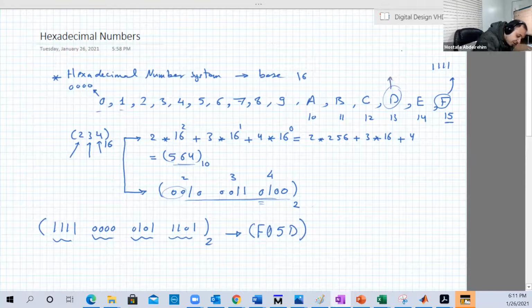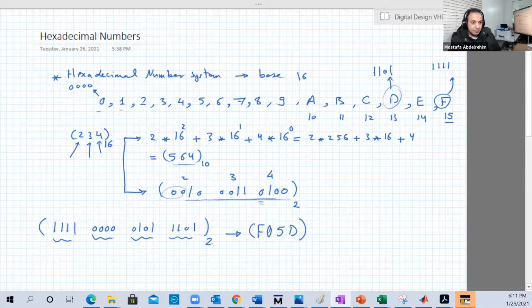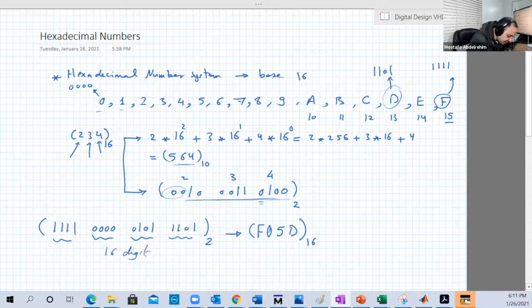D is 13, which is 1011. Okay? So it's very easy to convert from binary to hexadecimal and vice versa. And it's very compact. So here you have 16 digits. Here we have 4 digits. 1 to 4. Okay?